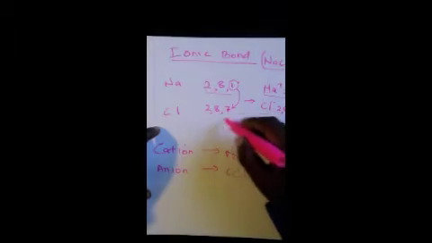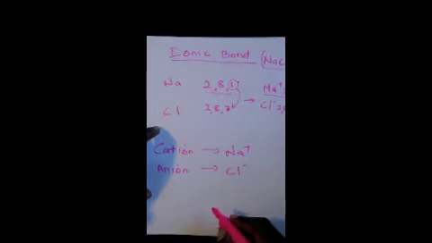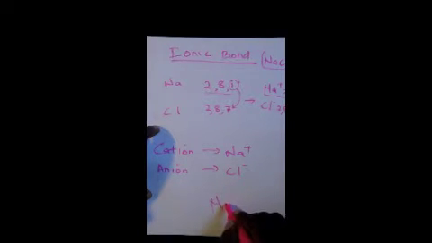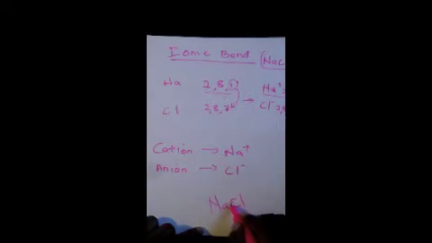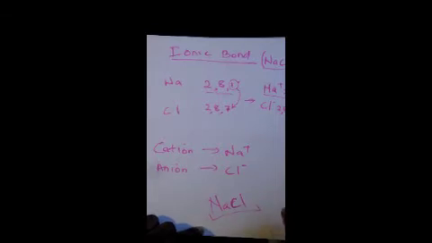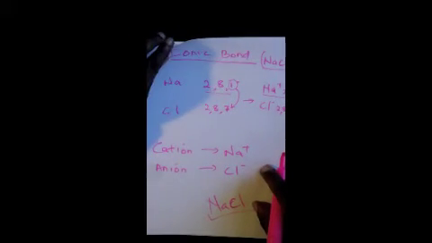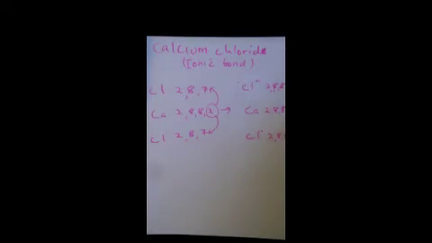So this reaction takes place to form the molecule of sodium chloride. And that's how to write the symbol of sodium chloride. Now let's move on and see a few more examples of ionic bonds.